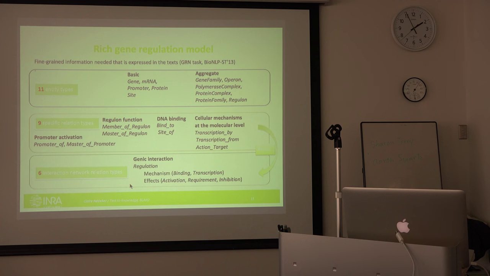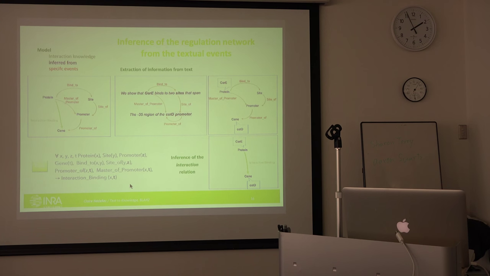And in microbiology, and this campus is about microbes again, there is a lot of very specific description at the molecular level, and less of this general description. So the idea is to use inference to derive the general relation from the specific. Given this relation in orange between protein, site, promoter, and gene, which are very specific relations on a physical phenomenon, we can derive an interaction between the protein and the gene of binding type.